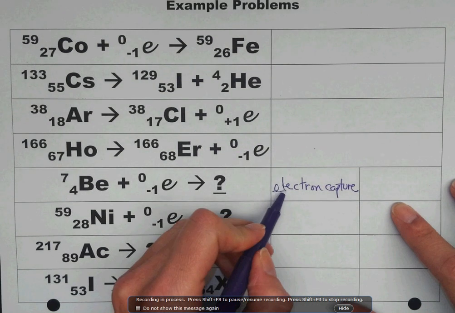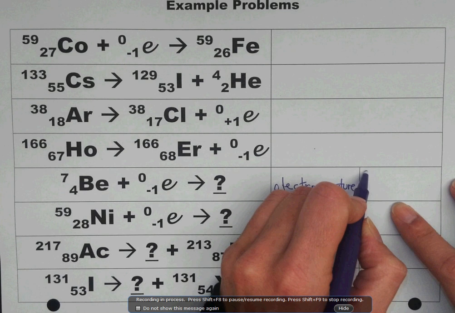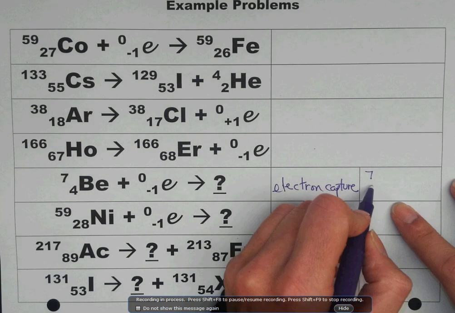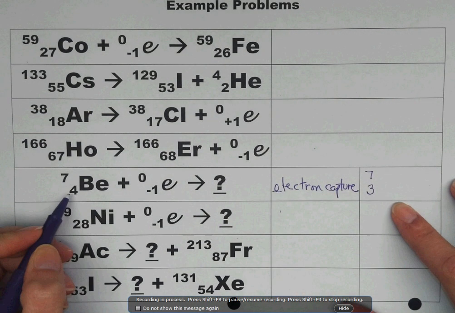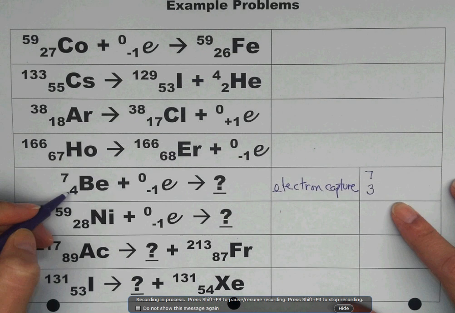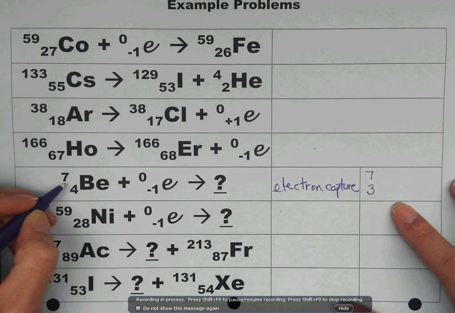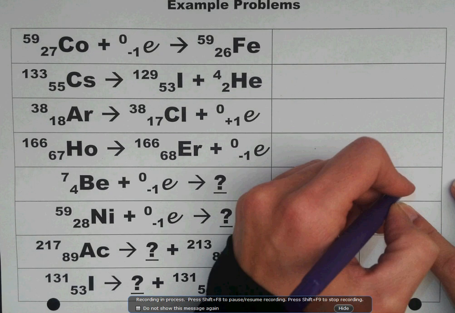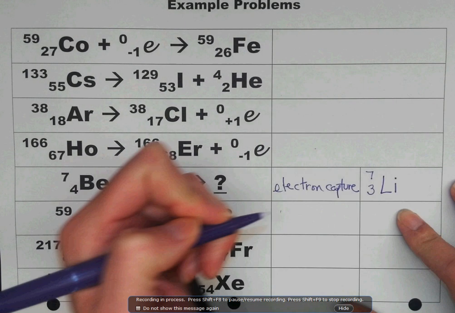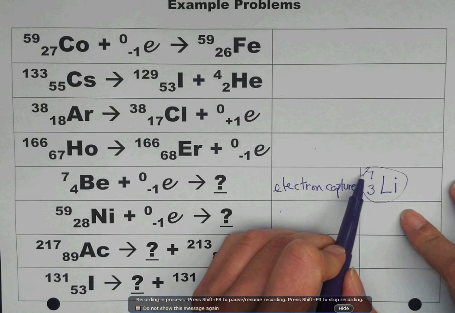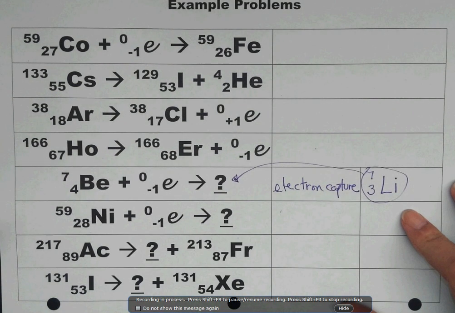In electron capture, remember, electrons have no mass, so the mass number will not change. However, because a proton turns into a neutron, we are going to decrease our atomic number by 1. So before in beryllium we had 4 protons and 3 neutrons to give us a mass number of 7, but now we're going to have 4 neutrons and 3 protons to give us a mass number of 7. And so because the atomic number changed, now we're going to become lithium. So this is what's going to go in for that question mark space right there.